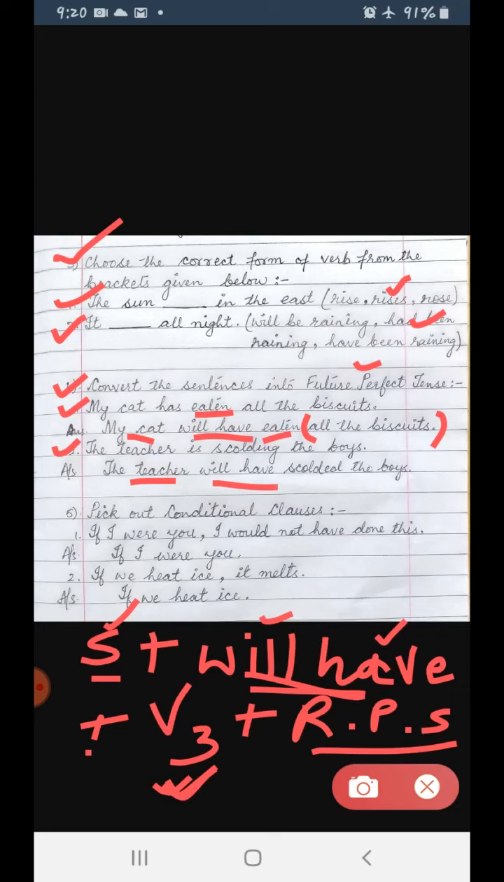Fine. Now you have to see the verb, the third form of verb. Now what is the verb here in question number 2? It is scold. So what is the third form of scold? It is scold, scolded, scolded. Okay, and then remaining part of the sentence, the boys. So it becomes: The teacher will have scolded the boys. Clear to everyone?